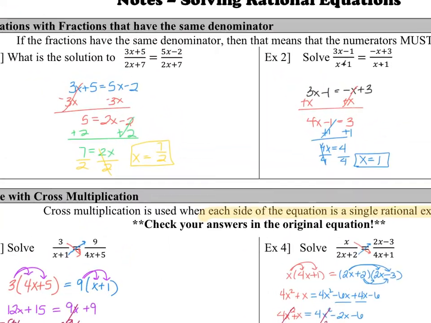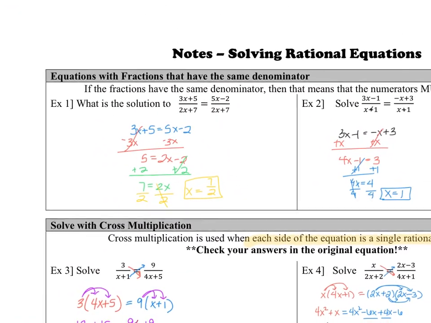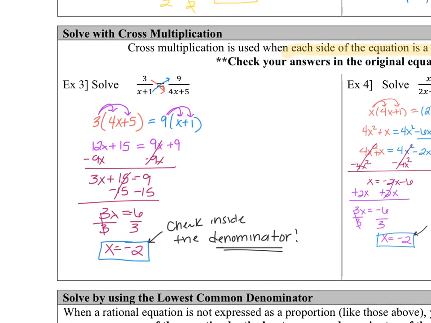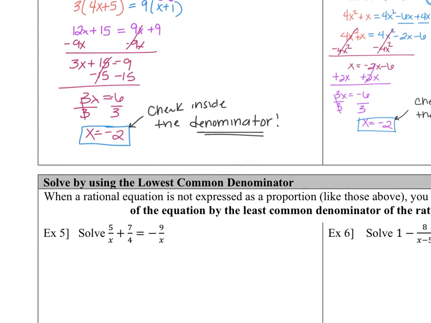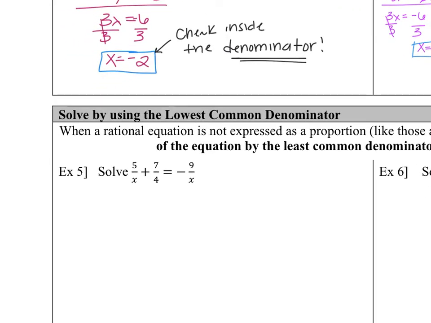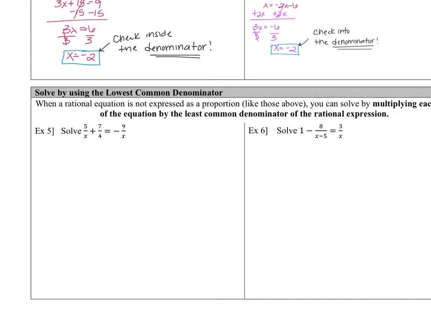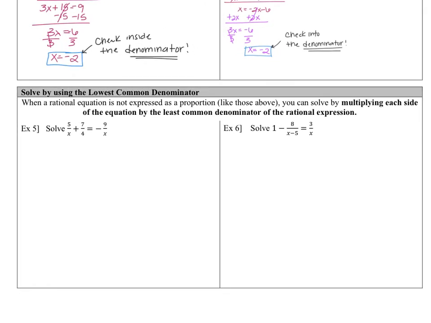So far we have, if the denominators are the same, just set the numerators equal and solve. If they are not the same, but I only have a single fraction, then we need to be able to cross multiply. What happens if I have more than one fraction on one side? Well, this is what we have to solve by what we call the lowest common denominator. Okay, so what we're going to do is multiply each side of the equation by what we call a least common denominator in order to get rid of our fractions.